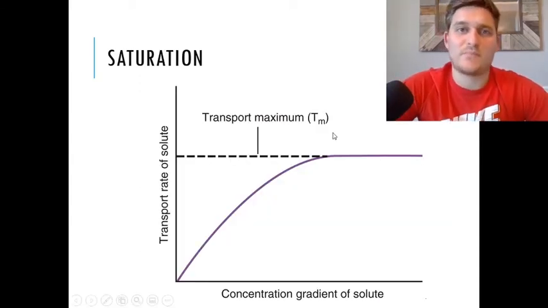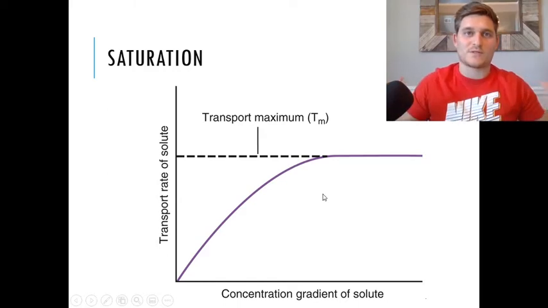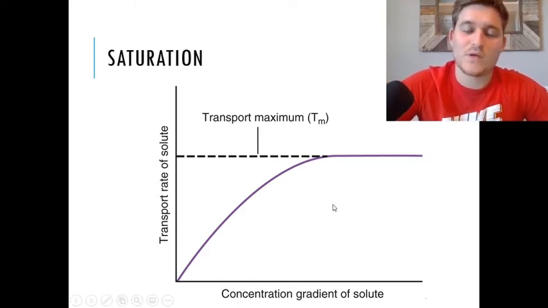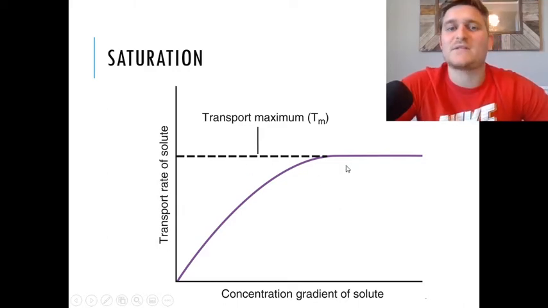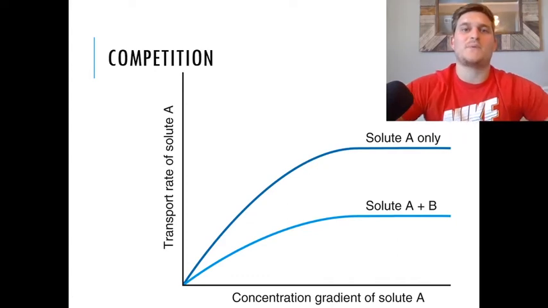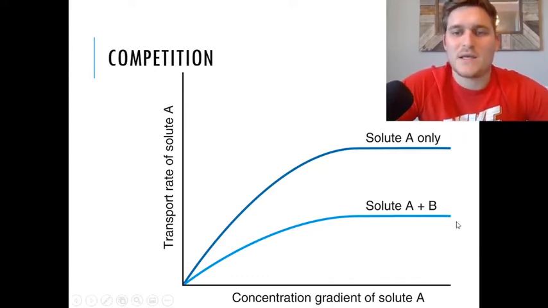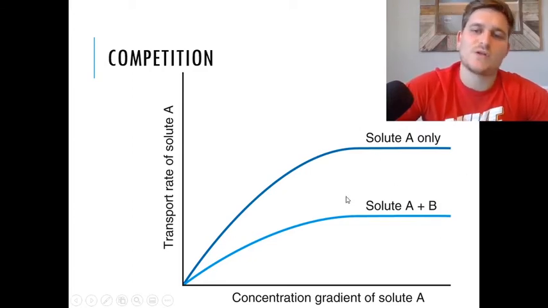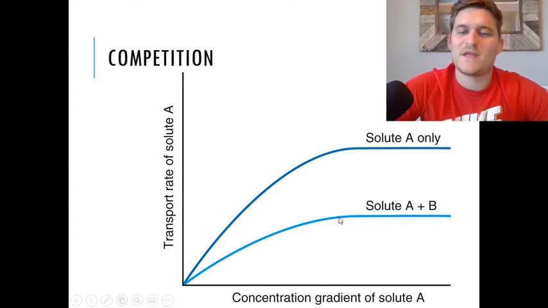Saturation is going to impact movement because the bigger concentration gradient you have, the more concentration of solutes on one side compared to the other, the faster those solutes are going to move. You also have what's called competition. Let's say two solutes can bind to the same place. It's going to then depend on whether or not there's a concentration of other competitors that dictates how fast the original solute is going to move.